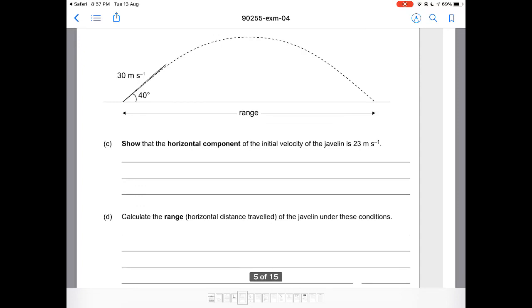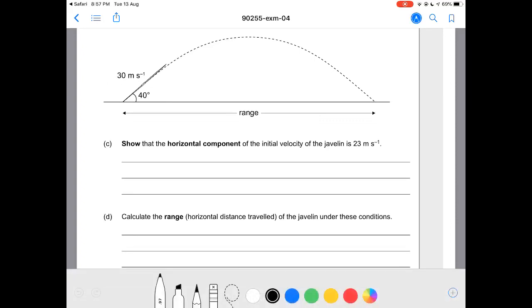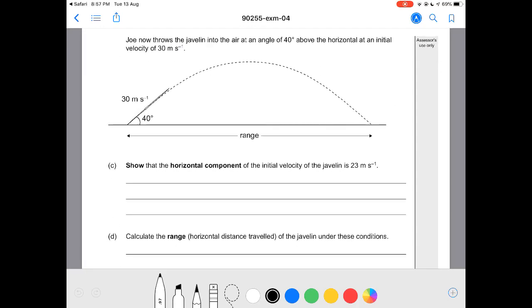So how are we going to figure out the horizontal distance traveled? Our first step is always to find the horizontal and vertical components of the velocity. That's very important. Part A here shows the horizontal component of the initial velocity was 23 meters per second. The instantaneous velocity was 30 meters per second, and the angle theta is 40 degrees.